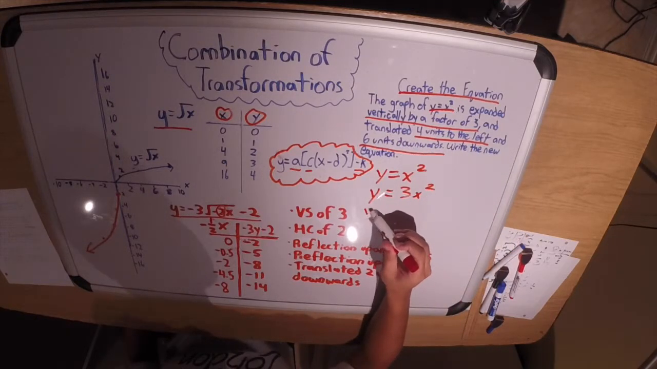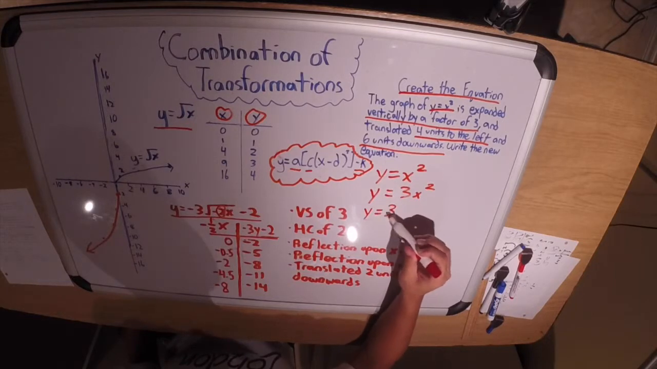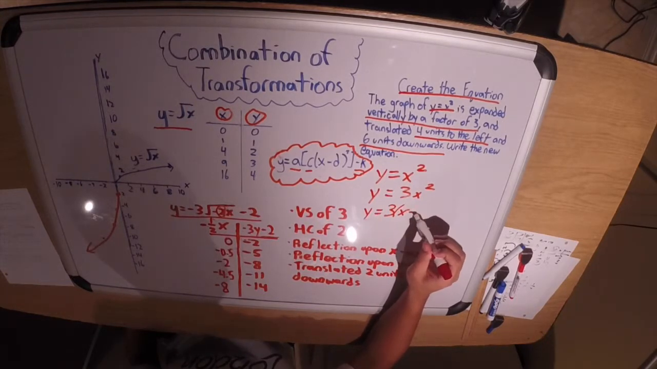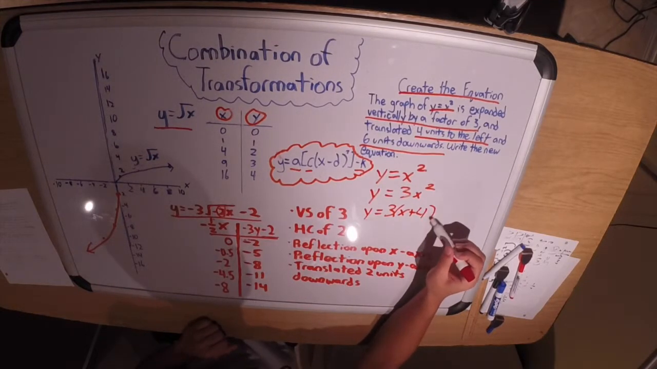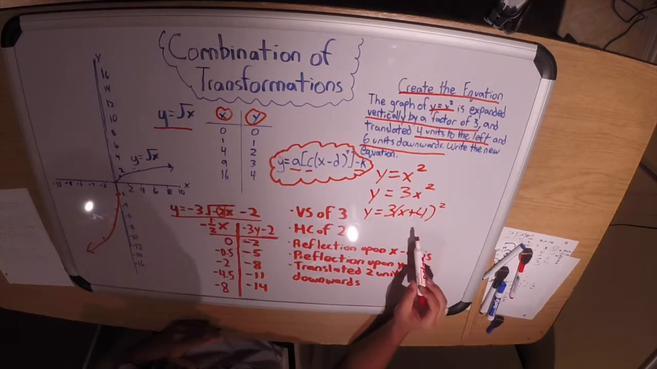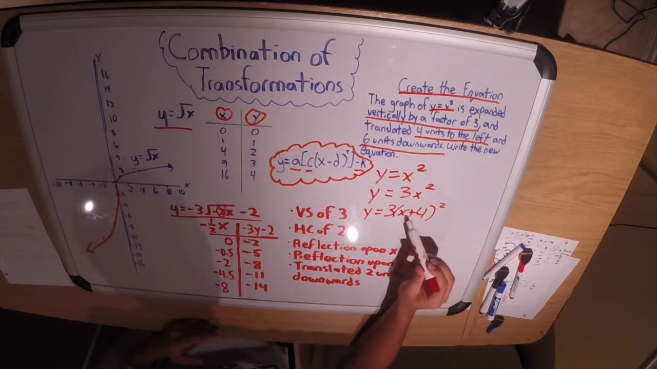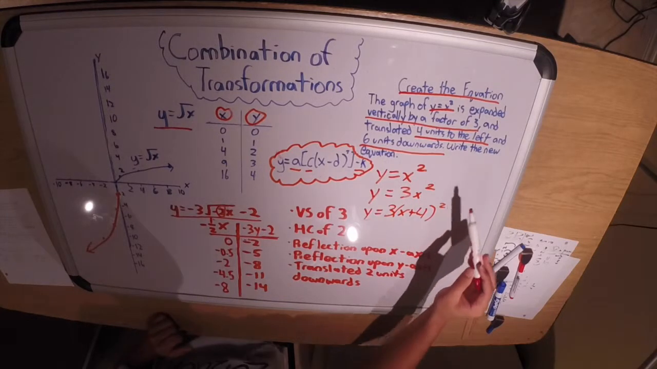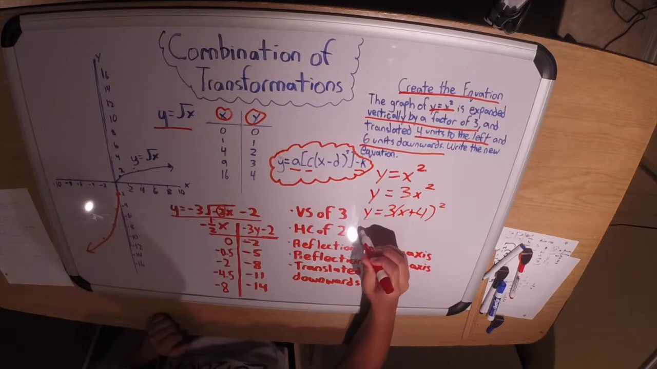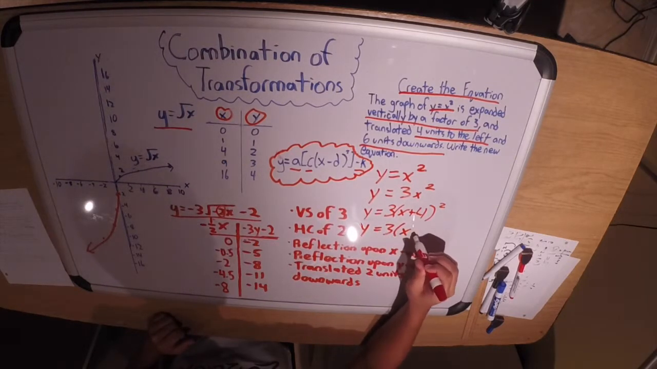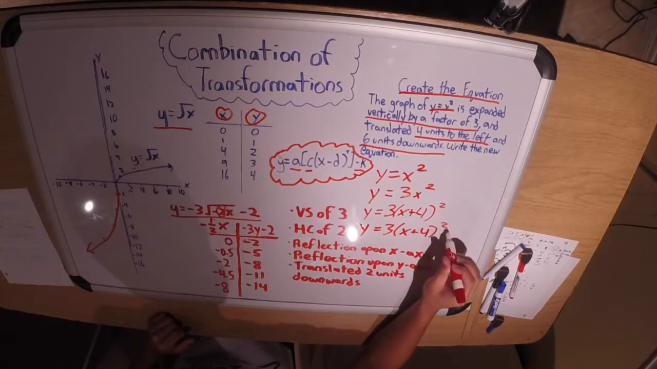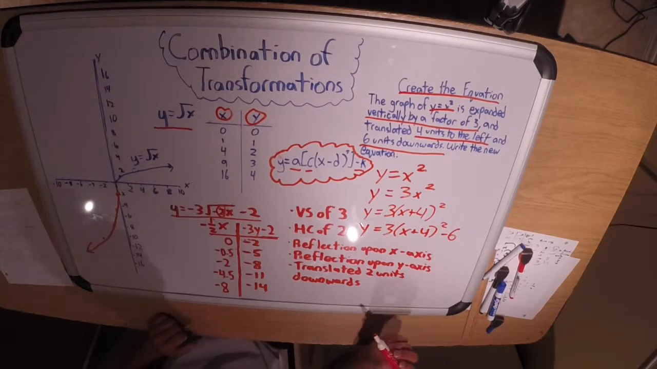So this equation would be 3 bracket x plus 4 squared, because as we learned before, anything in the bracket is opposite. So to the left would be positive and to the right would be negative. And lastly, 6 units downwards. So that would just mean that the k value would be negative 6. And there you go.